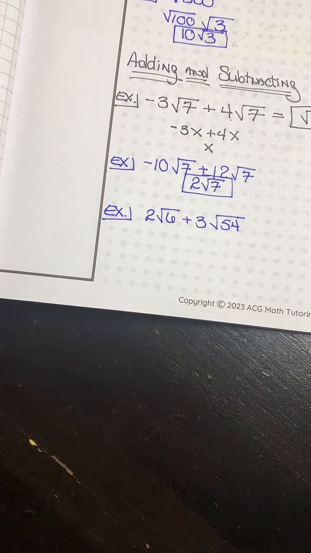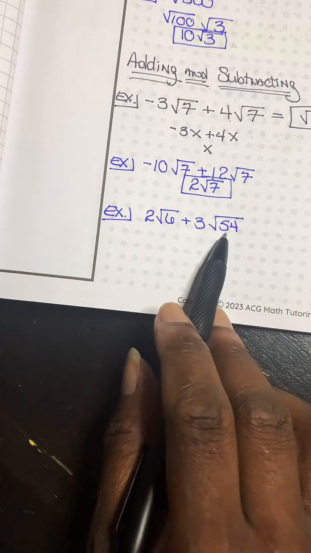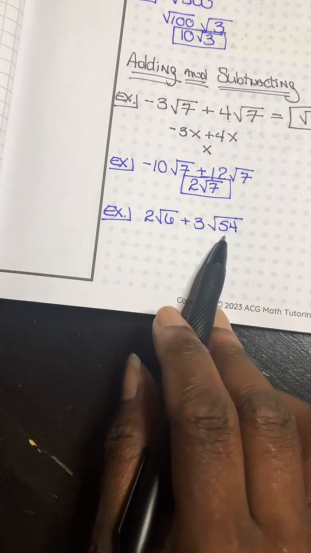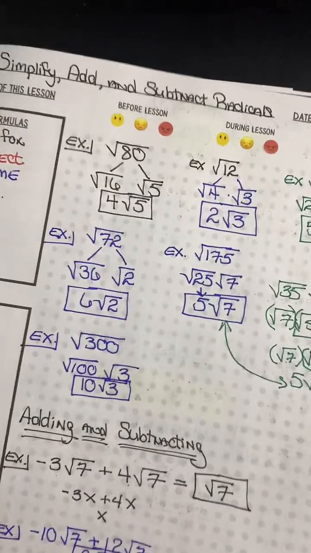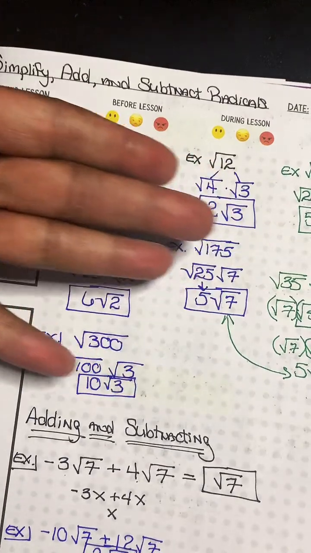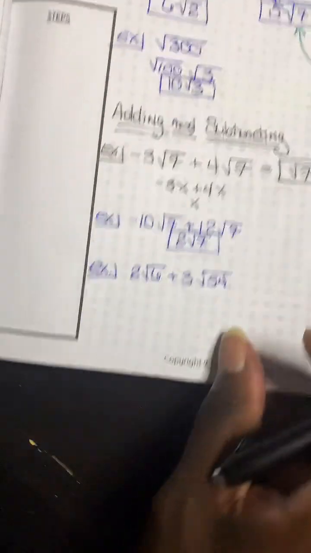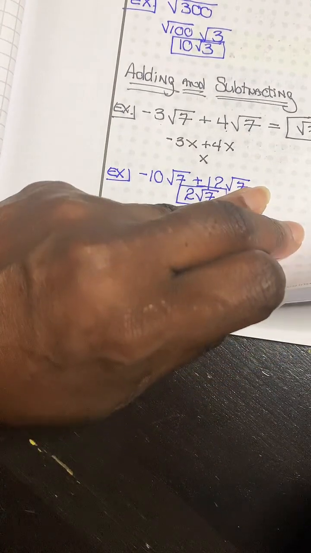Okay, so we can't combine them right away. That square root of 54 is kind of weird. Remember what we did earlier. Simplify. Let's see, can we simplify the square root of 54? You would think I'd have this all straightened out.